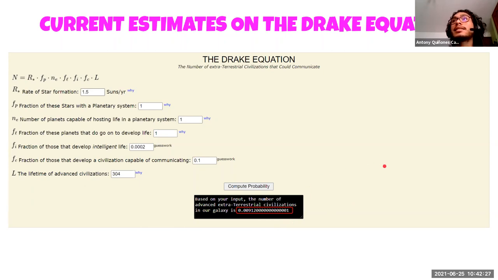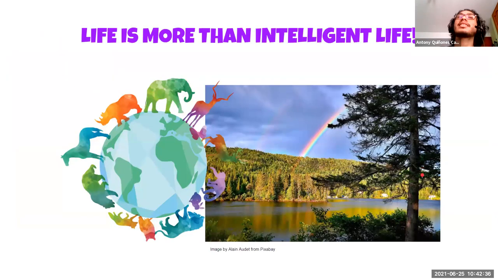In that case, since it is very little, we could say, okay, maybe we are alone. But here comes the great part, which is that life is more than intelligent life. Life is not only extraterrestrial intelligence. Life is everything we can see in this slide. For example, we see trees, we are seeing a lake, and in those places, there are different forms of life.